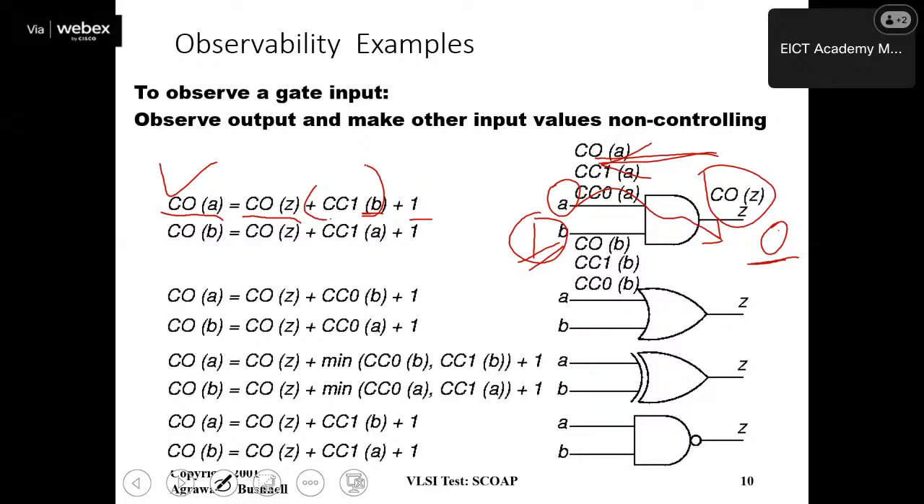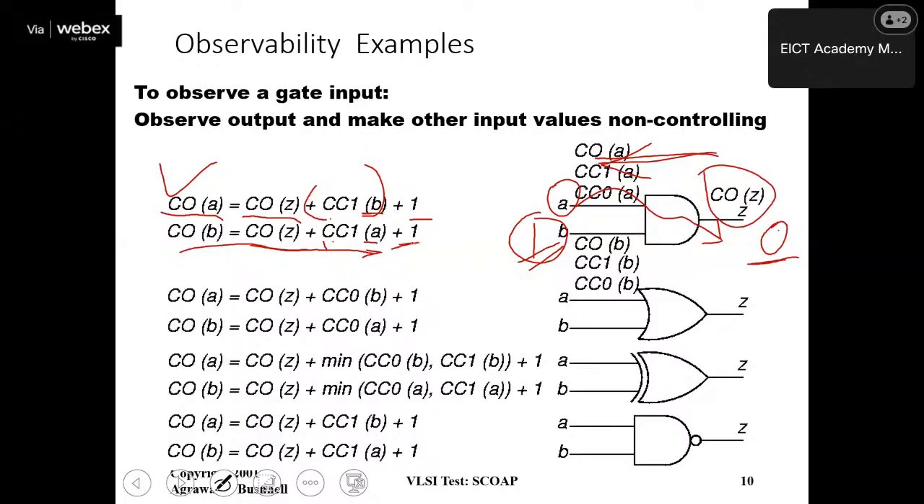And likewise for CO of B, I have to fix the non-controlling value at A, plus CO of Z, because already that hardness level is available, and plus 1 because of the level change.